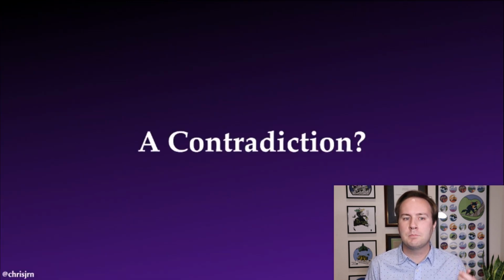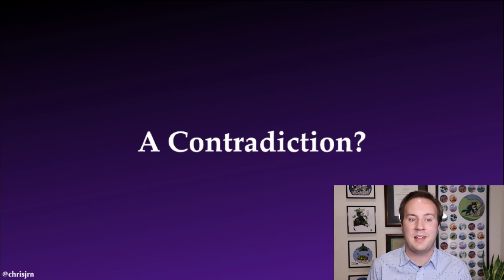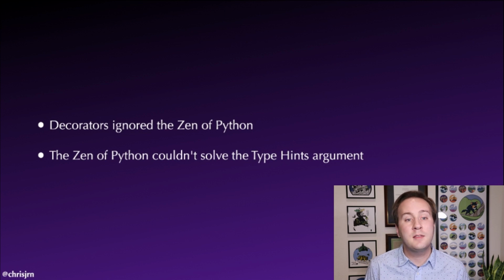So type hinting laid bare a contradiction. You had to choose between simplicity or explicitness, ambiguity or ugliness. You had to choose where to accept your complexity. The Zen of Python couldn't really resolve this argument. So we see two cases where the Zen of Python just didn't help matters.